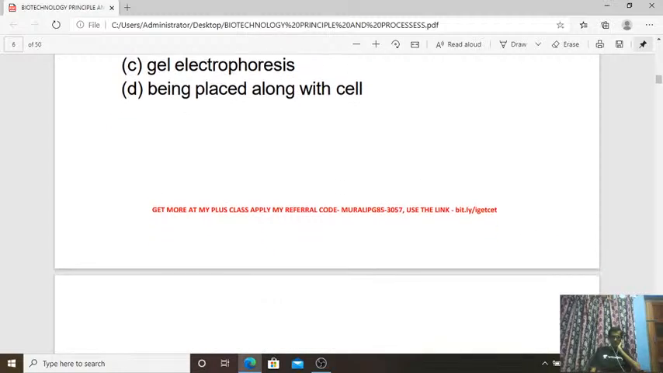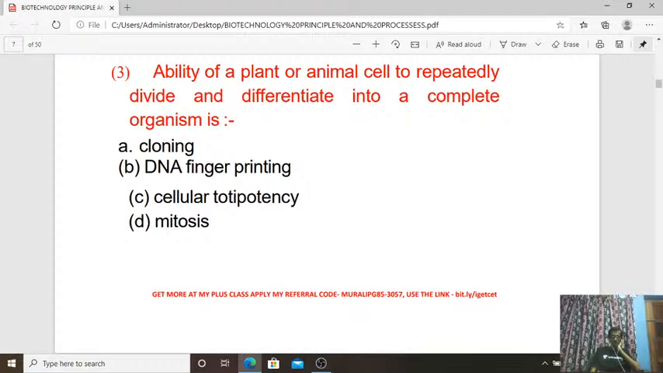Okay. Next, third question. Ability of... If you have any doubt, you can give the questions, or you can ask in the chat box. Okay. So third question.